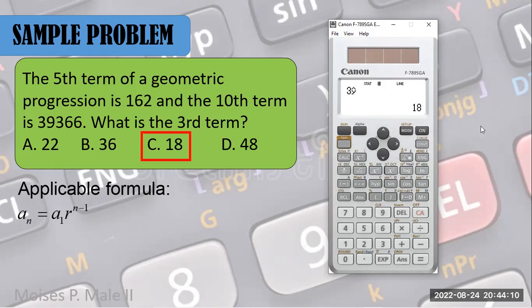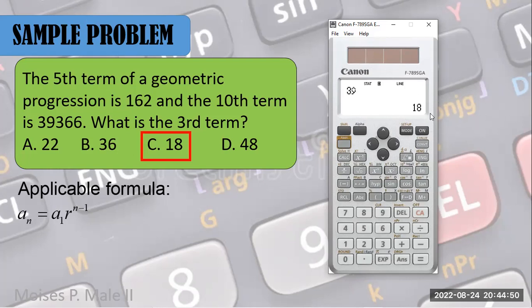Diba? Mas madali. Okay, kasi gumamit kayo ng ganito. So, substitute nyo 162 tapos yung r na, n pala. N is 5. Tapos, kung palitan nyo naman ng 10 yung n, tapos 39366 naman to. So, you have two equations. Okay, so matatagalan ka pa para makuha yung sagot. So, mas madali pag nag-calculate.